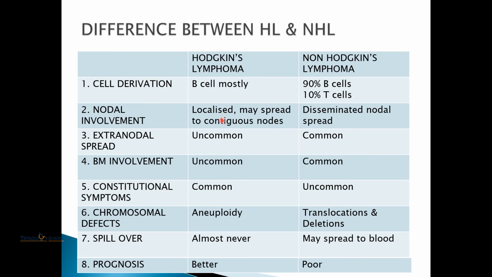Extranodal involvement is uncommon in Hodgkin lymphoma and common in NHL. Bone marrow involvement is uncommon in Hodgkin lymphoma and common in NHL. Constitutional symptoms are common in Hodgkin lymphoma and uncommon in NHL. The chromosomal defect which we can see in Hodgkin lymphoma is aneuploidy, and in NHL are translocations and deletions. Spillover into the blood is almost never seen in Hodgkin lymphoma, and in case of NHL it can spread to the blood. Coming to the prognosis, it's better in Hodgkin lymphoma and poor in NHL.